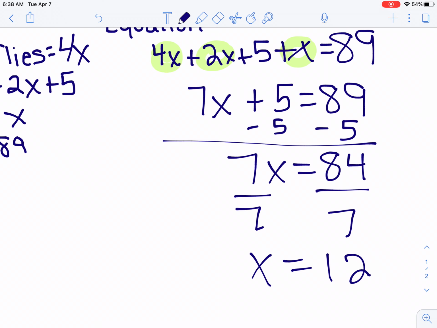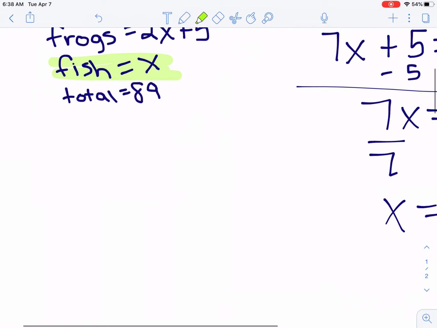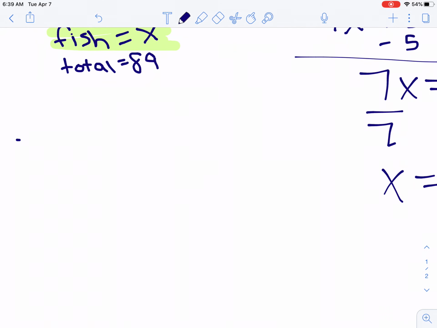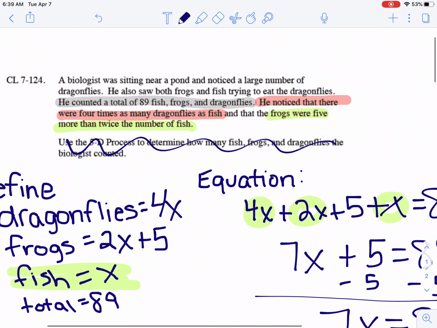What does that mean? What was our x? Well, our x was fish. So there would be 12 fish. Did it ask for the other ones? Let's check. It says use the 5D process to determine how many fish, frogs, and dragonflies.